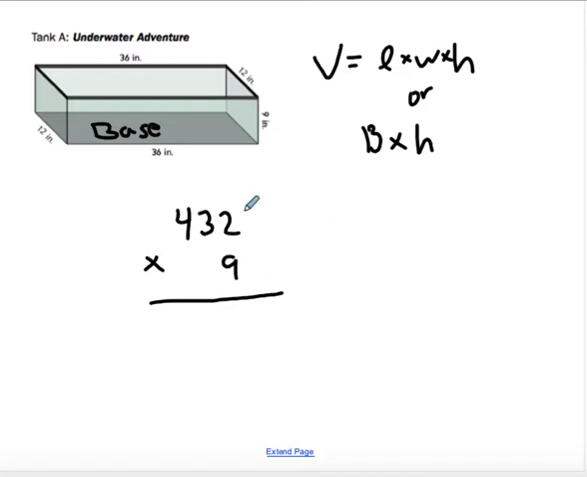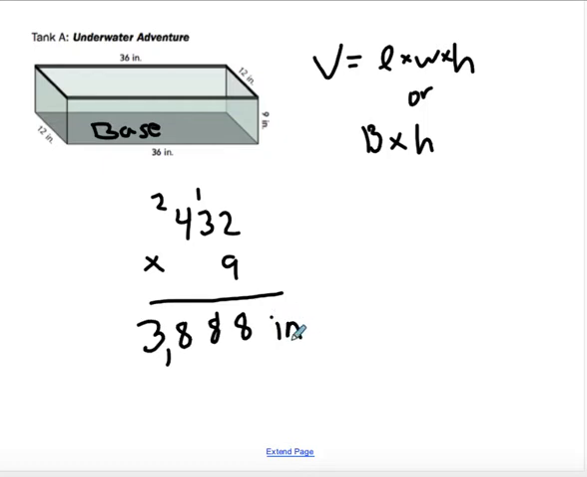Okay, 9 times 2 is 18, so I put down an 8. I carry a 1. 9 times 3 is 27, plus 1 gives me an 8 here, and I carry a 2. And then 9 times 4 gives me 36, 37, 38. So I put that down here next to my other 2. Okay, put your comma in, and this is inches.